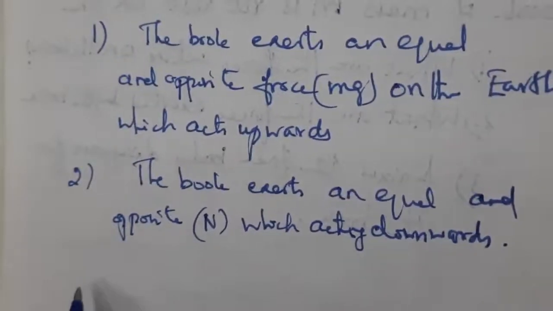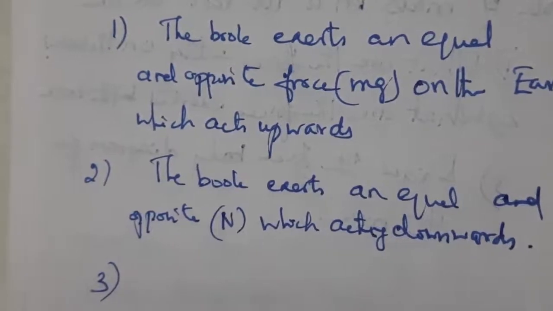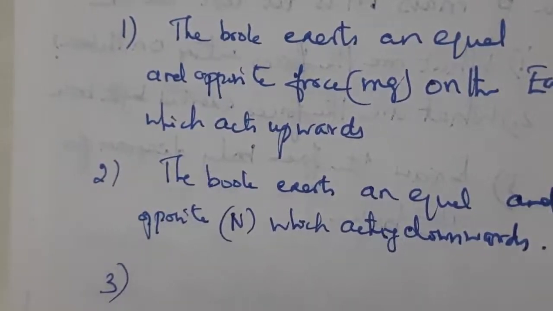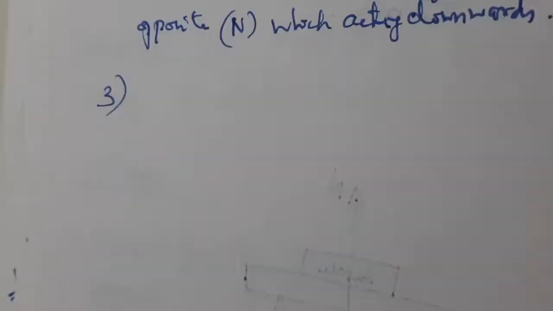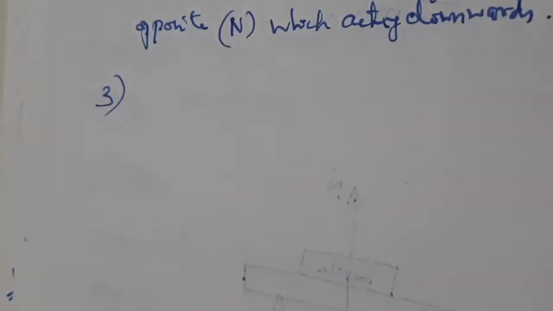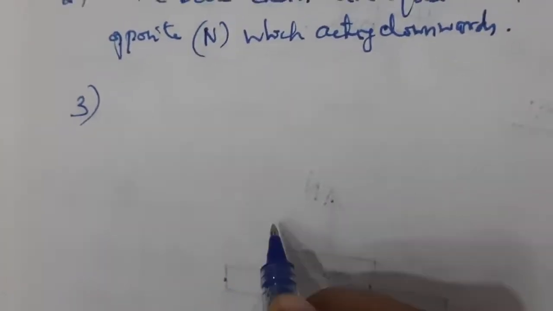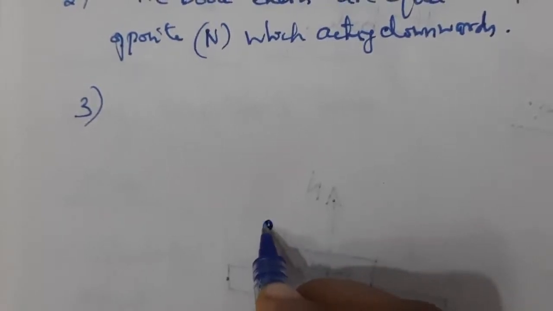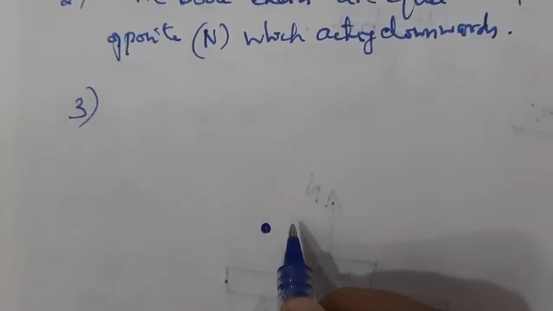Then the third question is, draw the free body diagram. How to draw? The first step is to identify the forces. We have identified the gravitational force and the normal force. The second step is to represent the object as a point. Here the book is an object, so we can represent it as a point.